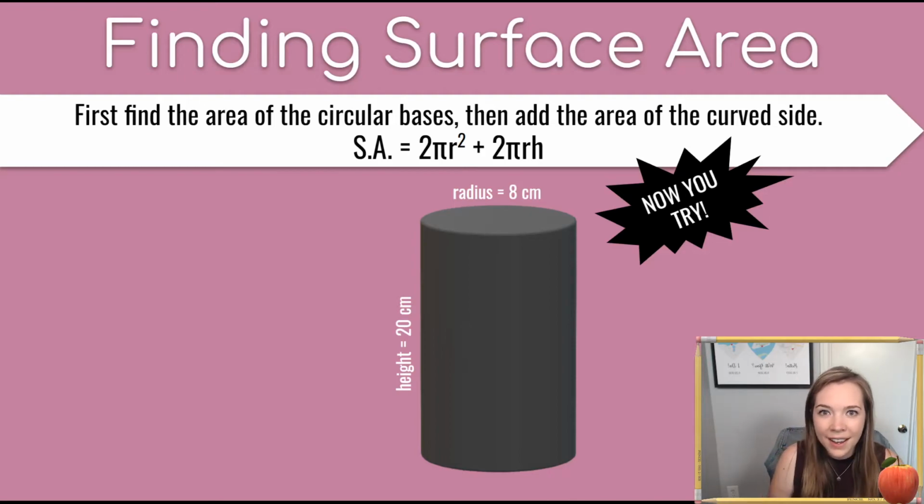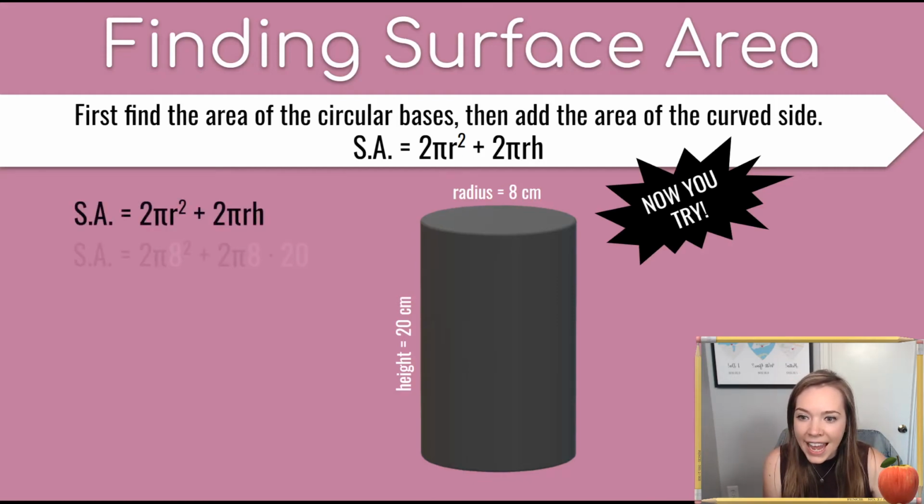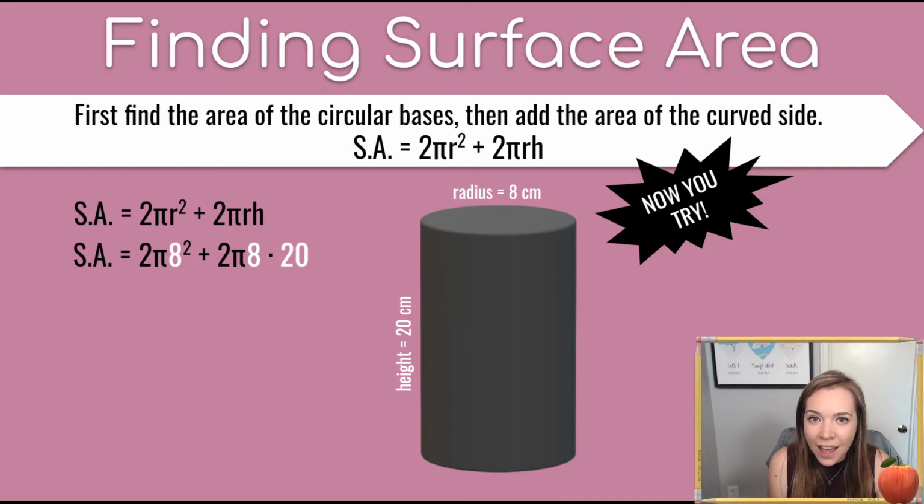All right, hopefully you paused the video. So here we go. We are going to bring down our surface area formula and we're going to replace the information that we know. So everywhere I saw an R for radius, I replaced that with 8 because that was the information given. And everywhere I saw an H, I replaced it with 20. And now I'm going to go ahead and walk through simplifying the problem.